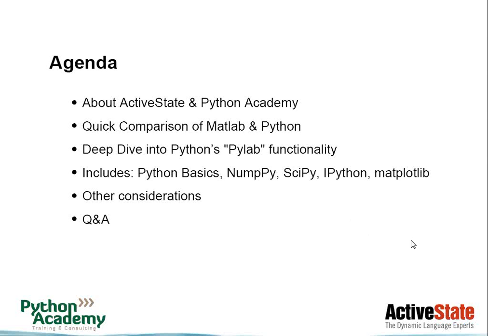And we're going to talk a little bit first about what ActiveState is and what the Python Academy is. I'm going to do a quick comparison between Matlab and Python. And then we're going to have Mike do a deep dive into Python's what we call Pylab functionality, including the basics of Python, NumPy, SciPy, IPython. And we'll talk about some other considerations and have some time at the end for Q&A.